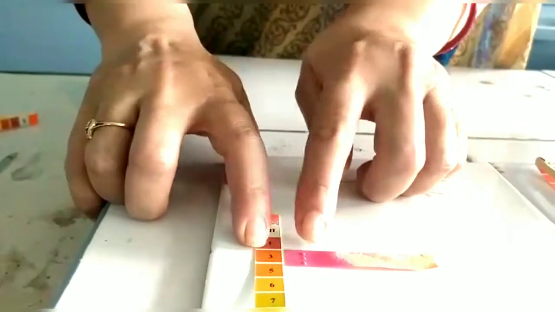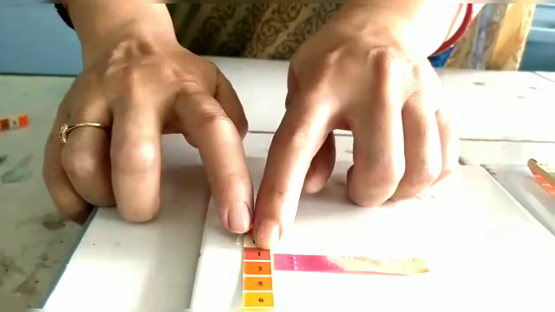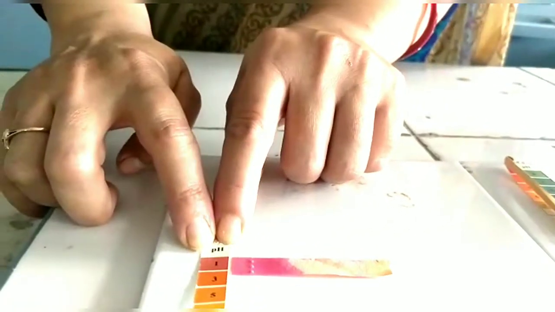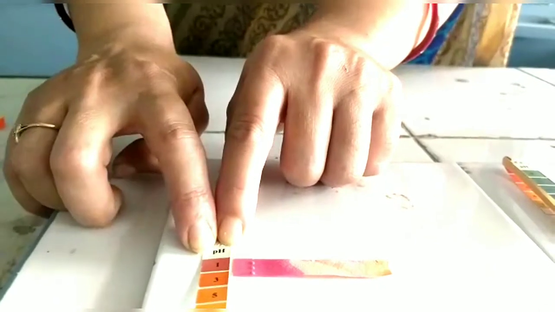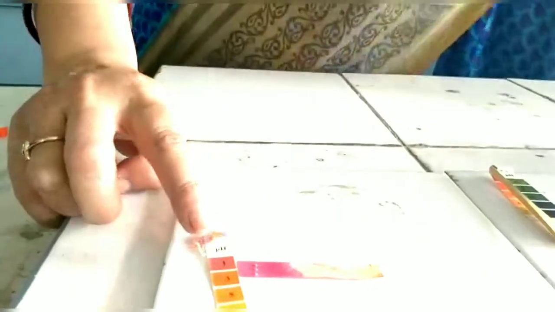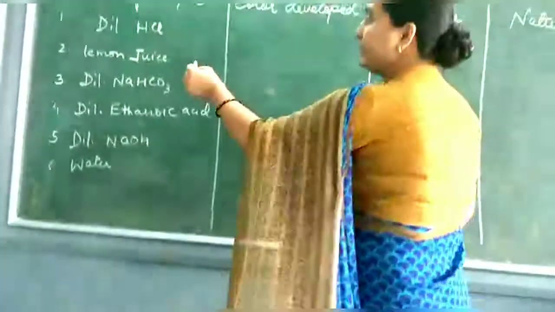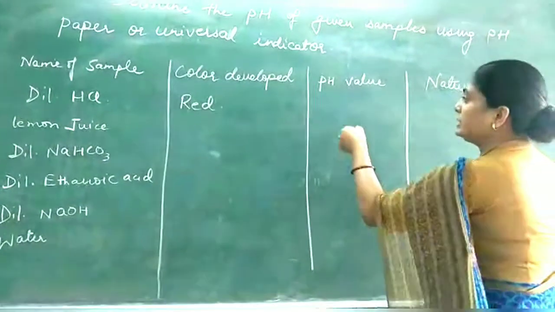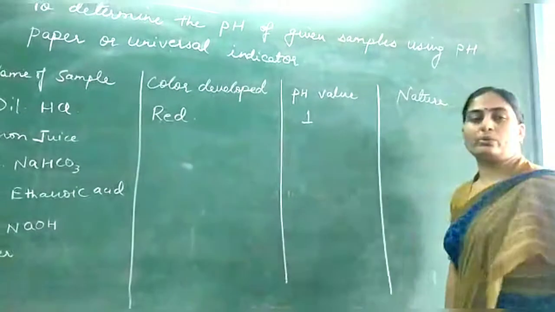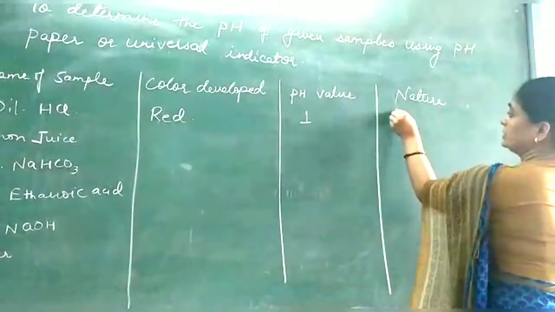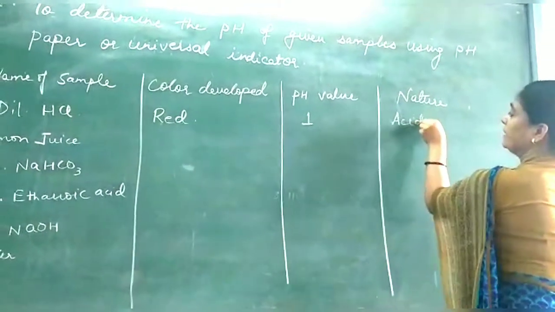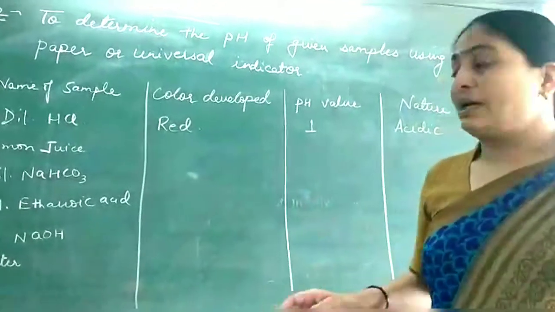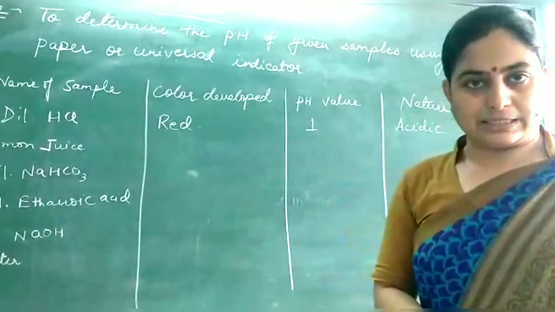देखिए मैं थोड़ा सा और आगे करती हूँ, ये कलर मैच नहीं कर रहा है, लेकिन अगर आप इसको pH 1 के साथ देखेंगे, so it exactly matches with this pH 1. So I can say that the color of HCl is almost red, and its pH value comes out to be 1, and its nature, since its pH is less than 7, as has been told by your teacher and even me also in the class, that pH less than 7 is acidic.